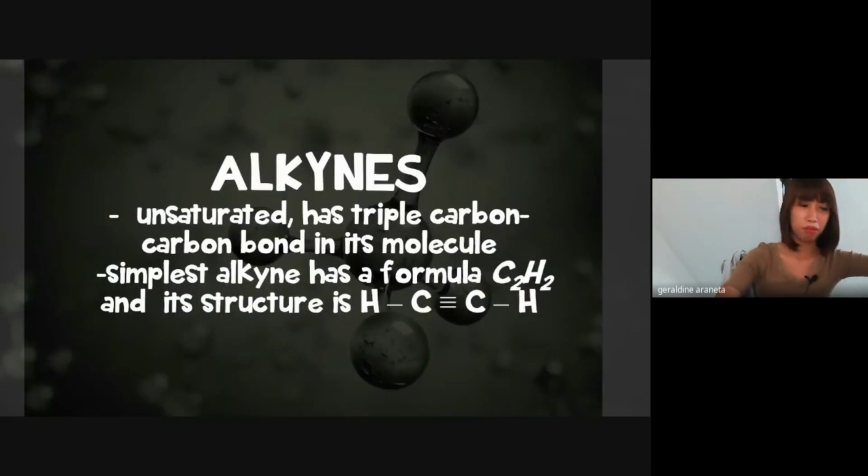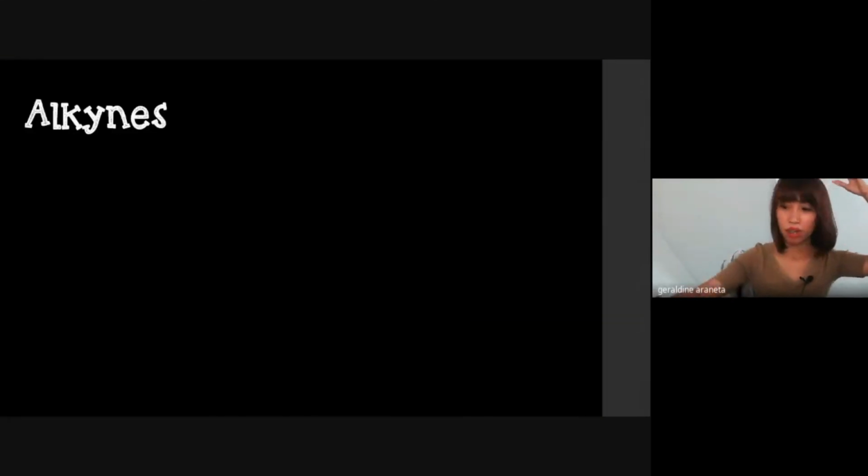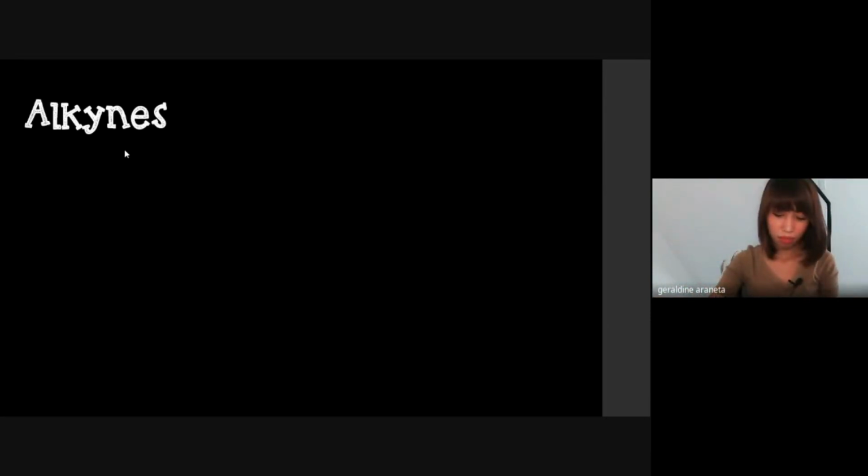We will be talking about alkynes. Okay, so it has a triple carbon-to-carbon bond in its molecule, and the simplest formula is C2H2, and this structure would have a triple bond in between the two carbon atoms. Okay, let's have the first example. Let's have ethine. Actually, that's it already, ethine. We have no meth again because the triple bond will only occur between two carbons.